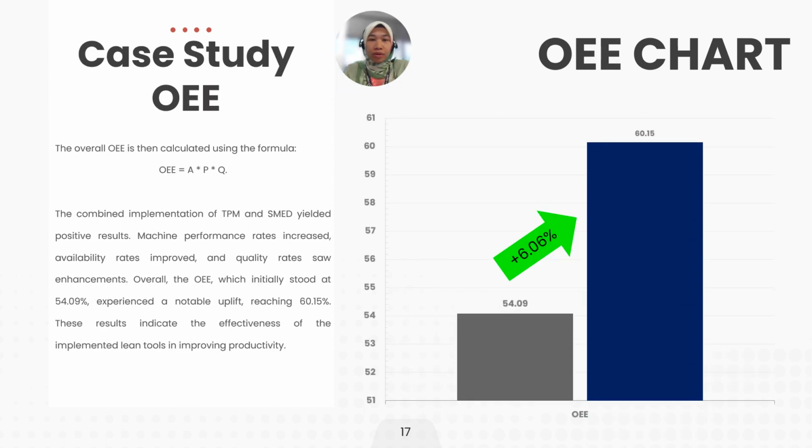Next, we move on to the overall OEE calculation. It involved the multiplication of availability, performance, and quality. In this case study, implementing the improvement suggestions led to enhanced OEE parameters, which resulted in an increase of OEE from 54% to 60%, where a 6% OEE increase is observed. These results indicate the effectiveness of the implemented lean tools in improving productivity.